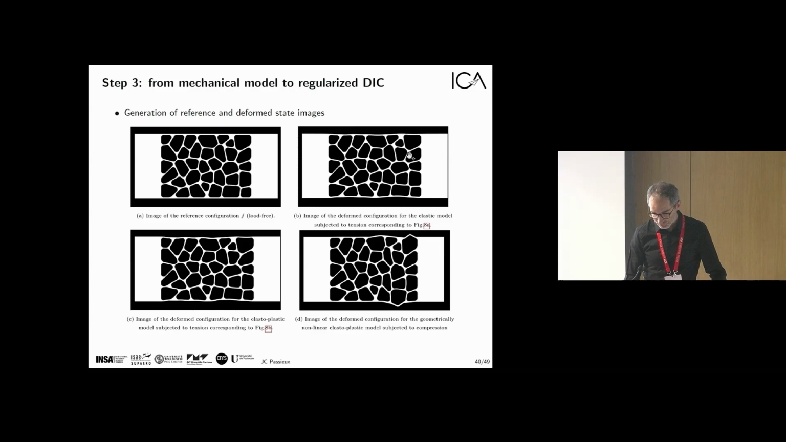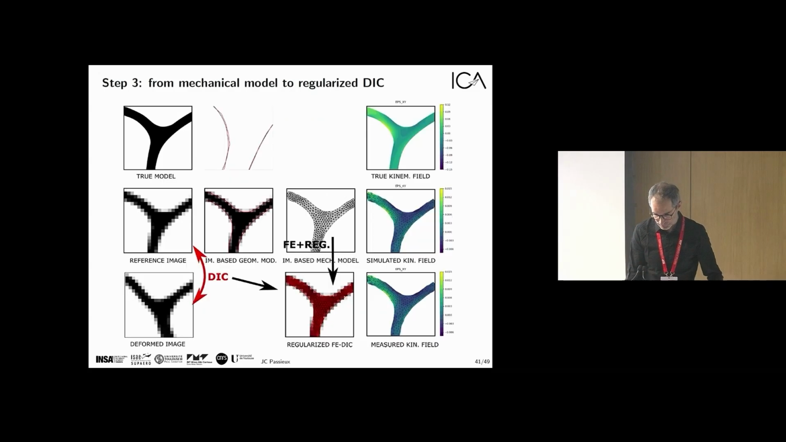And so this is the kind of images that we develop, at least in 2D. This is the reference image. This is an elastic tension analysis. This is an elastoplastic tension analysis, and this is a nonlinear geometric elastoplastic analysis of the model in compression. And we try to see if we are able to estimate this displacement without any speckle in the struts.